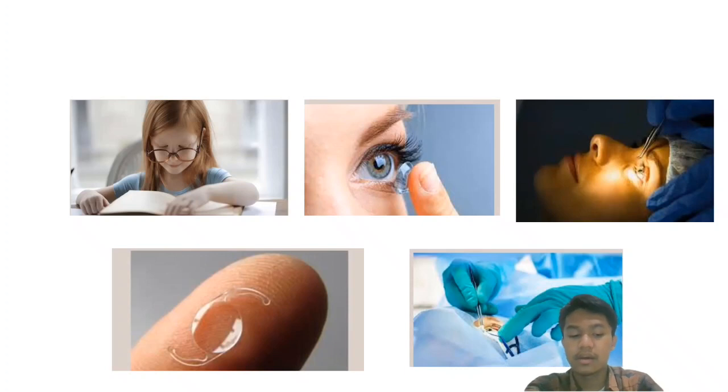The fourth is LASIK surgery. Some types of surgery, like laser eye surgery, LASIK surgery, can change the shape of your cornea to fix refractive errors. Your doctors can help you decide if surgery is the right choice for you. Let's move on.